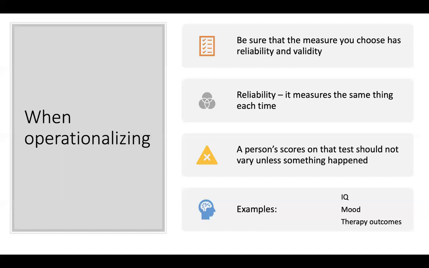So for example, a person's scores on some sort of a test should not vary unless something happens. An IQ test, if you take an IQ test on Monday and then you take another IQ test 6 months later on a Monday, your scores should be pretty much the same. If your scores differ, then that means that IQ test is not reliable, because we know IQ doesn't really change very much throughout life. Mood, your mood might be different.